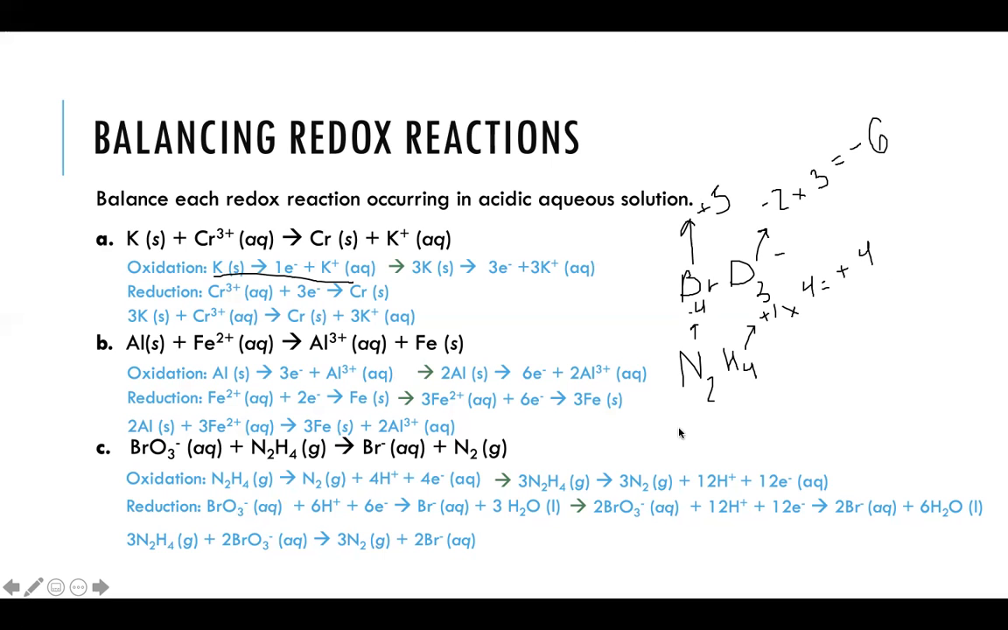So first, are there any questions about that? About determining which substance is being oxidized versus which is being reduced without looking at any of the equations yet? Does that make sense so far? Yeah. Okay.